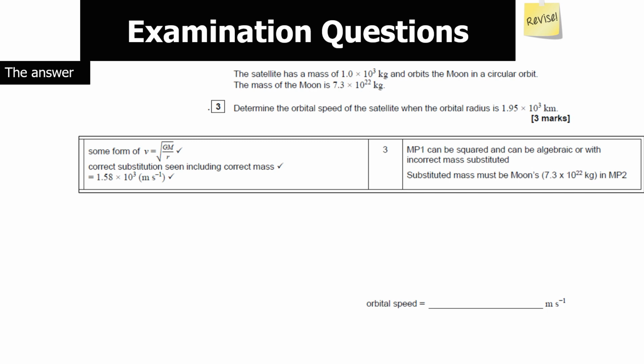You've got big M, which is the mass of the object producing the gravitational field, which in this instance is the moon. You then divide it by the distance between the center of mass of the moon and the center of mass of the satellite. Remember, they give you that value in kilometers, so you convert that into meters by multiplying by 10 to the 3 again, so it'll be 1.95 times 10 to the 6. Pop all the values in and you get 1.58 times 10 to the 3.